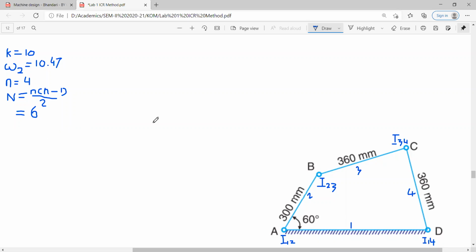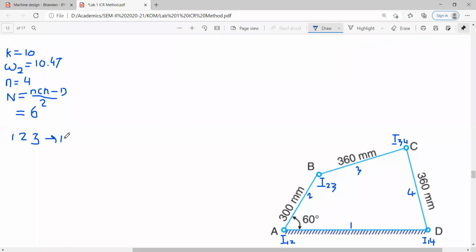So 4 ICRs you have located, and you have to locate the 6 ICRs. 2 ICRs are remaining. So how to locate them? With the help of Kennedy's theorem. What it says is that you consider any 3 links. Say I will consider link 1, link 2, and link 3. Together these 3 links will have 3 ICRs. And how to write those ICRs? You write the combination of 2 links.